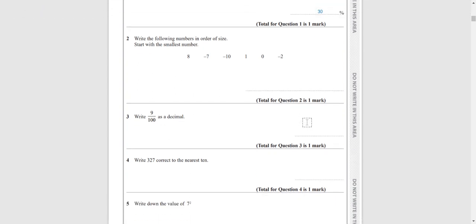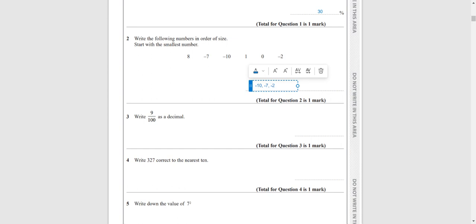The second question, write the following numbers in order of size. Start with the smallest number. Okay, because we're dealing with negatives here, what I would do is look for the negative number that I know is the smallest. Minus 10 is the smallest number, and I know that because it's the furthest number away from 0. The next one would be minus 7. We're getting closer to 0.